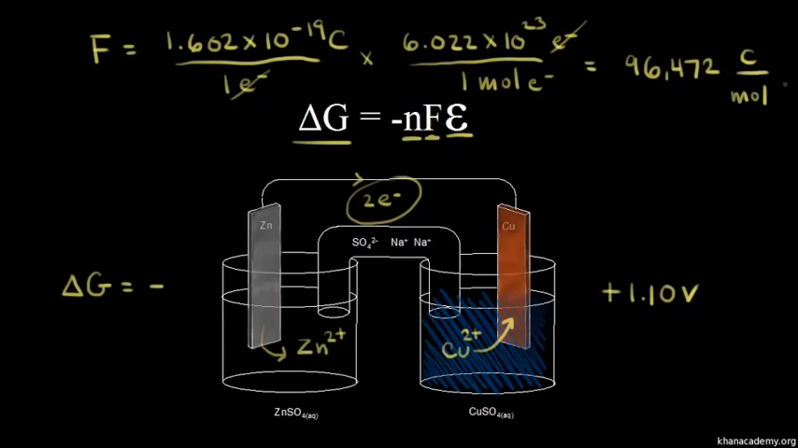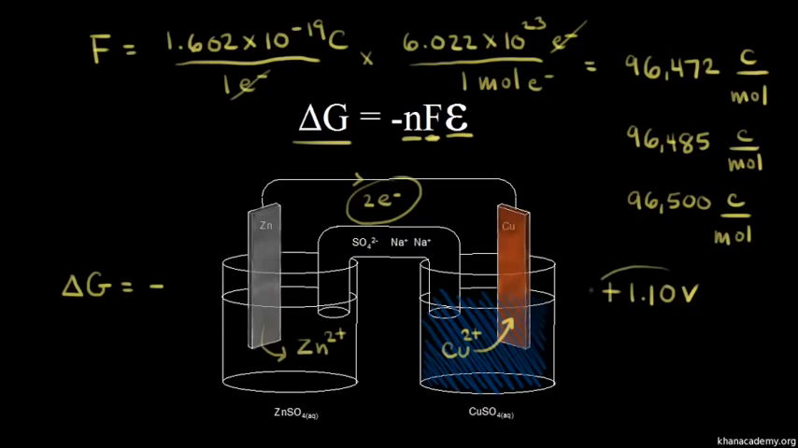And if you do a more careful calculation, you'll get 96,485 coulombs per mole. And so sometimes you'll see textbooks use this number for different calculations. Most of the time, you can just round this to 96,500. So 96,500 coulombs per mole. And that's good enough for almost all the calculations that you will do. So that explains each term of our equation here.